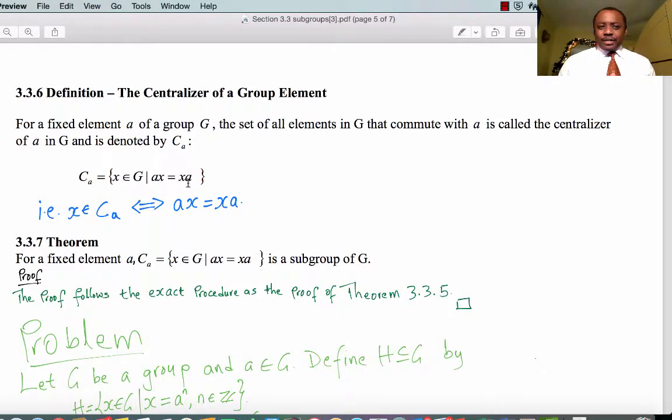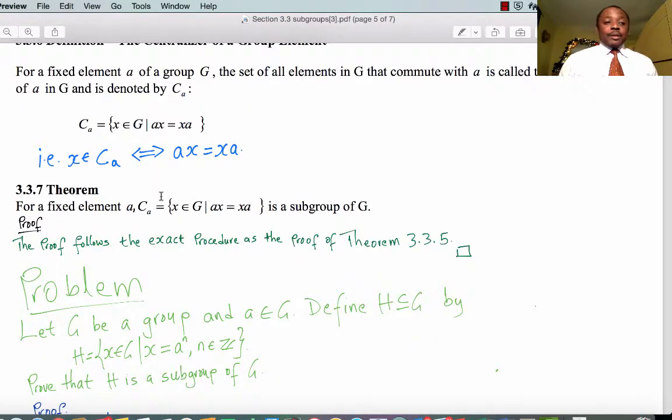I want you to figure out the difference between ZG and CA. For CA, there is a fixed element A, and elements in CA commute with A. That was not the case with ZG. So the defining property for CA: X is in CA if and only if A times X equals X times A. X commutes with A. Subsection 3.3.7, Theorem. For a fixed element A, CA is a subgroup of G. The proof follows a very similar argument as the one we used for Theorem 3.3.5 above. So I'm going to leave that as a simple exercise for serious students.